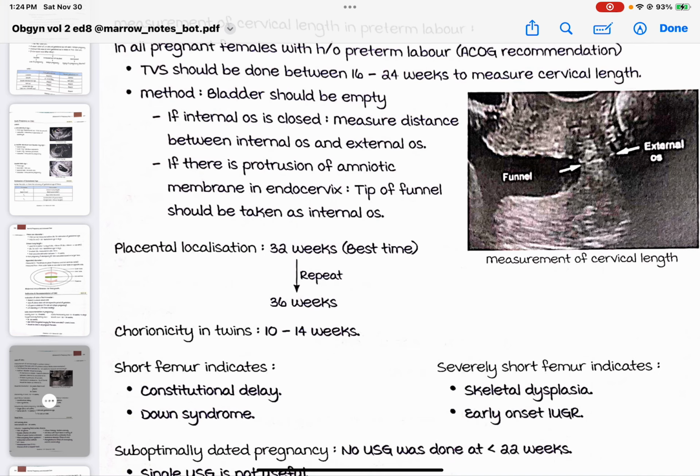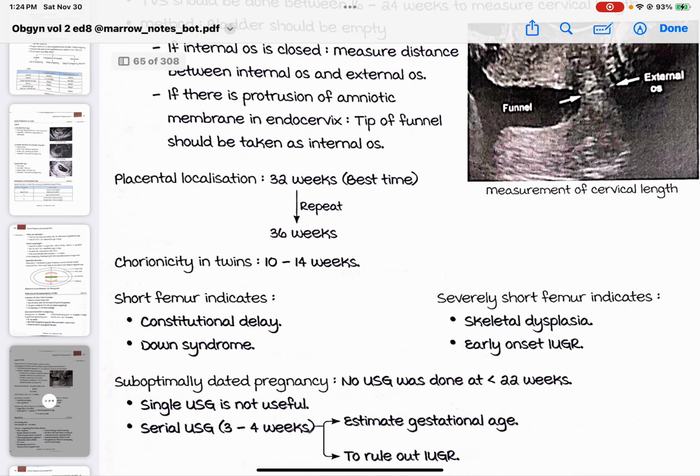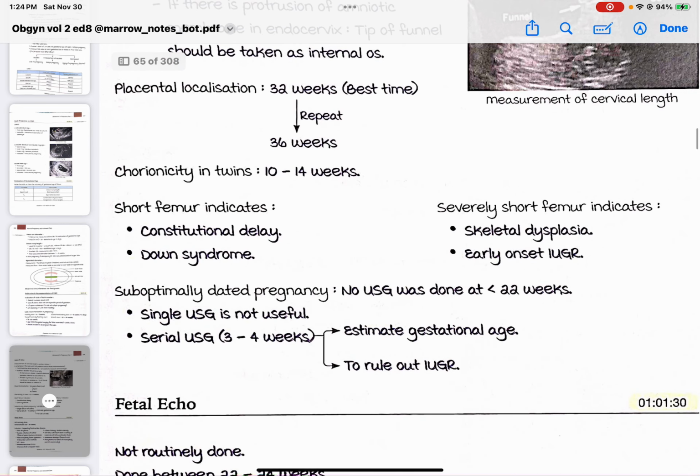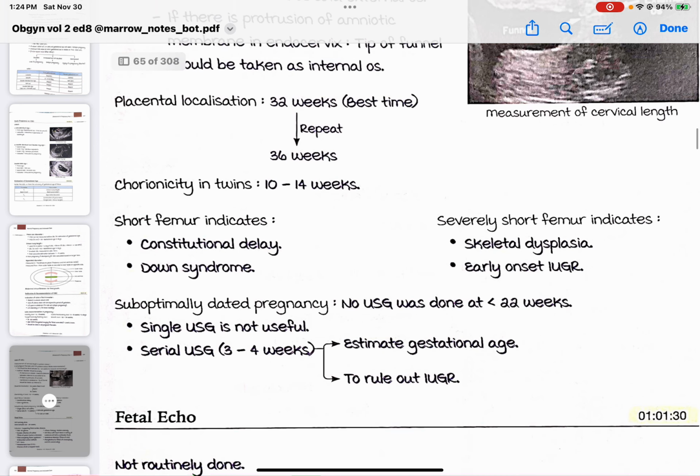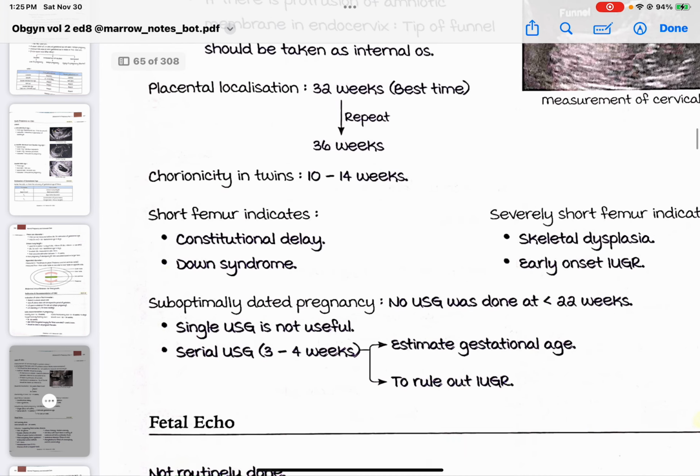Placental localization: 32 weeks is the best time, repeat at 36 weeks. Chorionicity in twins: 10 to 14 weeks. Short femur indicates constitutional delay, Down syndrome. Severely short femur indicates skeletal dysplasia, early onset intrauterine growth retardation.